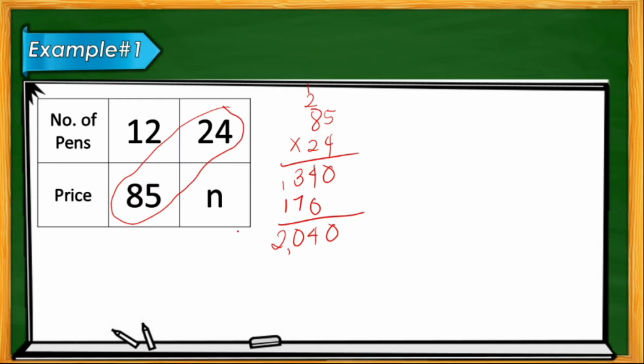Now let's divide 2040 by the remaining digit. What would be the remaining digit? The remaining digit is 24. So let's divide it by 24. So let's divide this one.